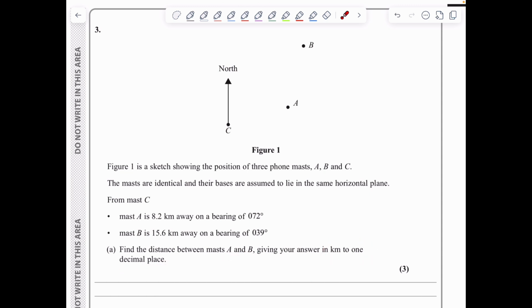So let me start by adding the information on the diagram here. We've got that the distance AC is 8.2 kilometers. Now the bearing is measured from the north and moving clockwise, so that's 72 degrees. And then the distance from B is 15.6 and the angle is 39 degrees, which means I can close A and B together to see the triangle form. And obviously the angle here should be 72 minus 39, which is 33 degrees. And therefore I can proceed with the cosine rule.